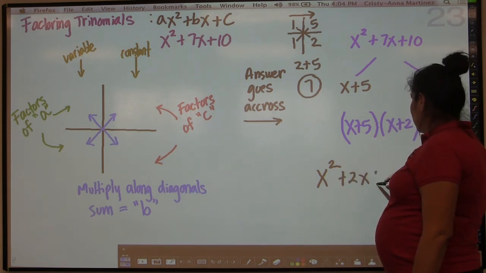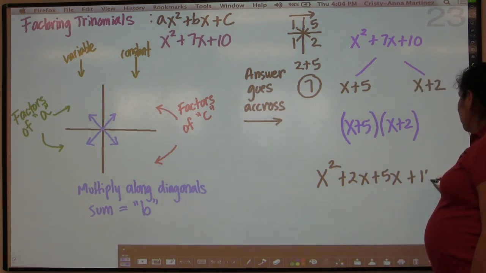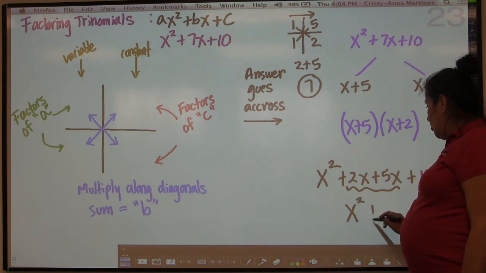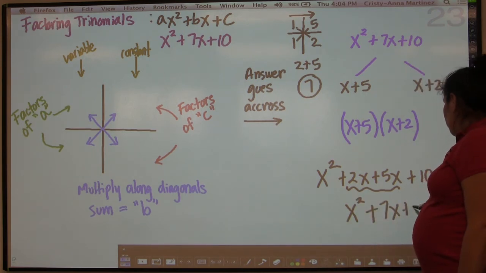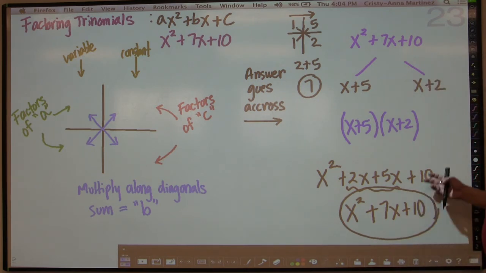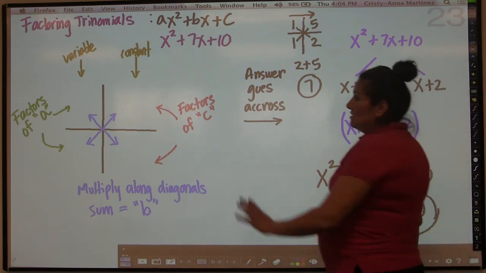Inside times inside is 5x. And last times last is 10. We combine our like terms, and we get x squared plus 7x plus 10. And there you go. So this product does in fact equal the original problem, so it is factored correctly. And that is how you factor using this method over here.